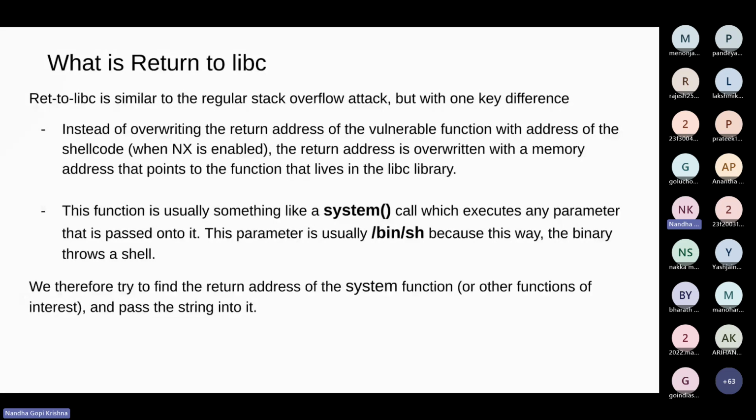So how do we spawn a shell using the system function? We pass it the path of the executable. In most Linux systems, this would be /bin/sh. This is where the shell executable is stored. So somehow we would have to invoke this system function and pass /bin/sh as a parameter to it. So how would we do that?